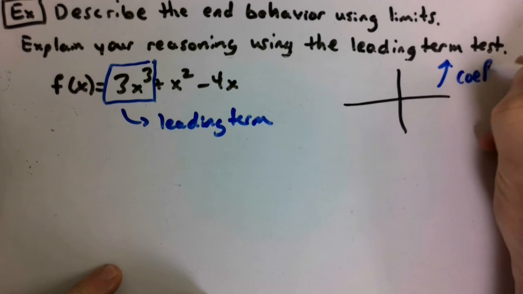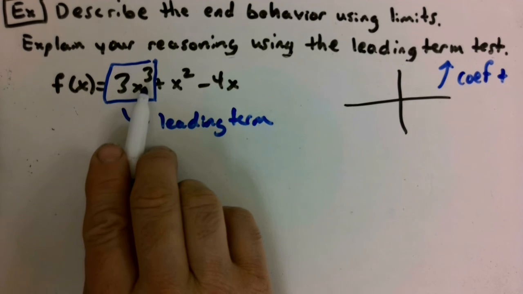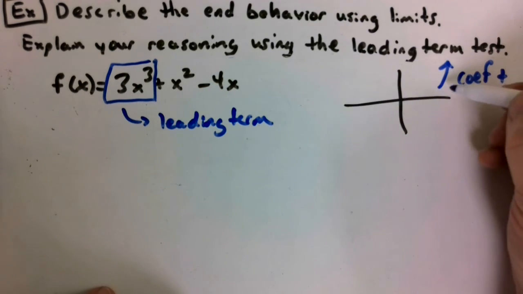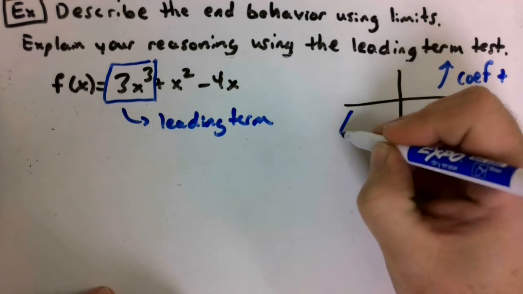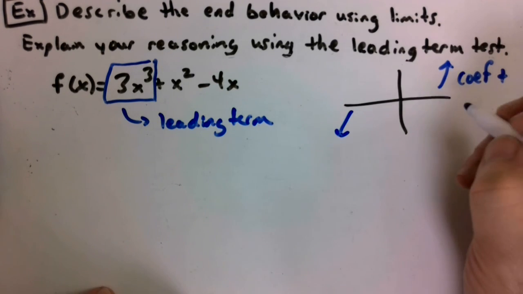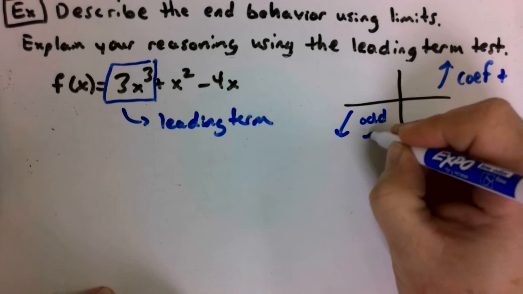So the coefficient this time was positive, so I know the right side goes up. The left side can be determined. It either matches or does the opposite of the right side. And we have an odd power here for our exponent, so I know the right and the left sides have to go opposite directions. The right side we decided was going to be going upward, and the opposite of that would be downward. So the left side goes downward, and the reason that I know that is because we have an odd exponent.